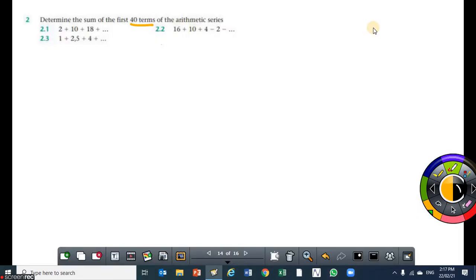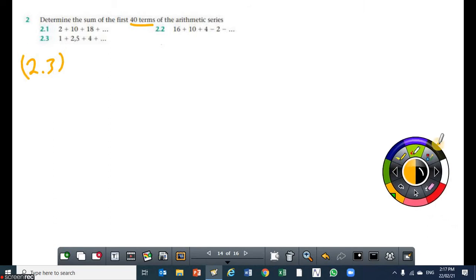All right. So we need to determine the sum there. For this question, the number of terms is 40. I'm just going to choose one, that's 2.3. For me to get the sum, I'm going to rewrite it as 1 plus 2,5 plus 4 plus. Now here we don't have the last term, but you can find it if you want later on. Since you have the number of terms, no need to use the second formula. Let's use the first one.